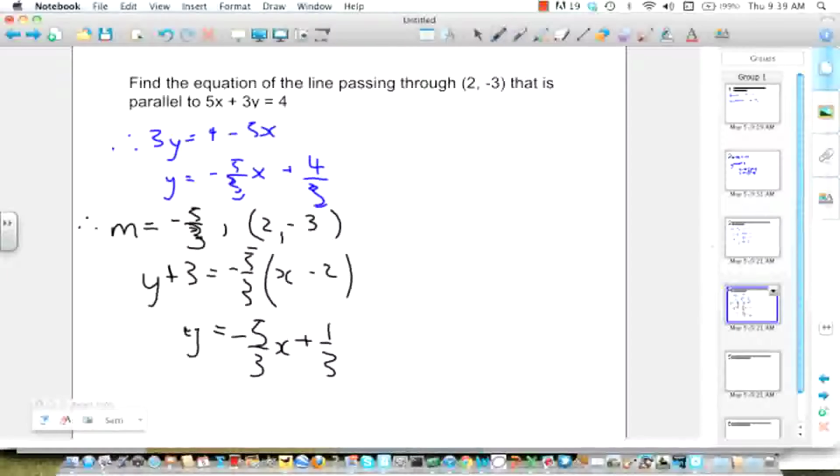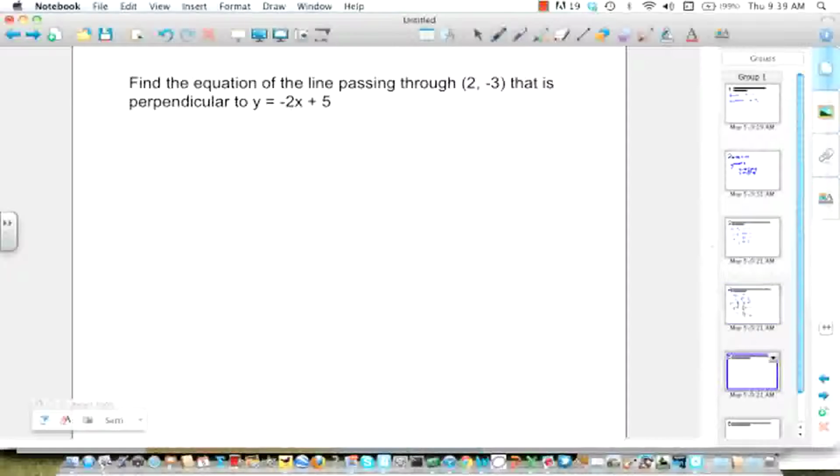Okay, is everyone clear with that? So rearrange, find the gradient, use the point gradient. Cool. Same sort of thing. Find the equation of a line passing through a particular point. So in this case, 2, negative 3, that's perpendicular to y equals minus 2x plus 5.